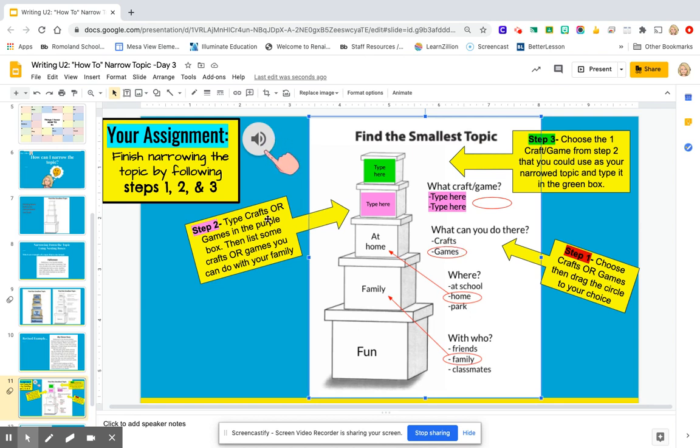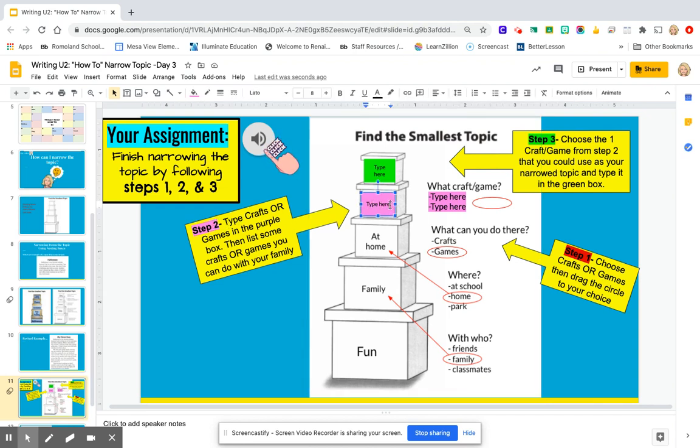That's step 1. Step 2, you are going to click right here in this purple box and you're going to type either the word craft, if that's what you circled, or game, if that's what you circled. So actually, you know what? I'm going to do one myself. I'm going to do crafts, and I'm going to type here crafts, because that's my choice. But now I need to ask myself, what craft can I do with my family? So if you chose craft, you're only going to list crafts here. If you chose game, you're only going to list some games here.